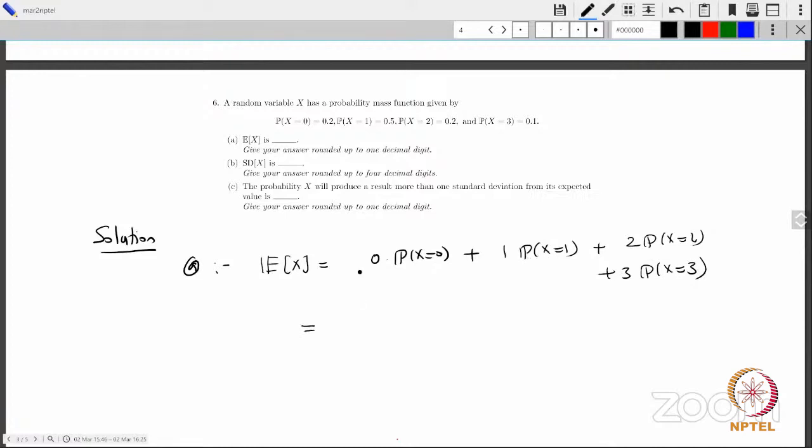So 1 times probability x equal to 1 is 0.5, plus 2 times probability x equal to 2 is 0.2, plus 3 times probability x equal to 3 is 0.1. So the whole thing, if you add up, you get 0.5 plus 0.4 plus 0.3, which is 1.2. Very good. So that's A.